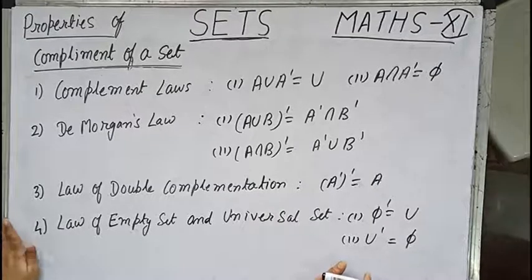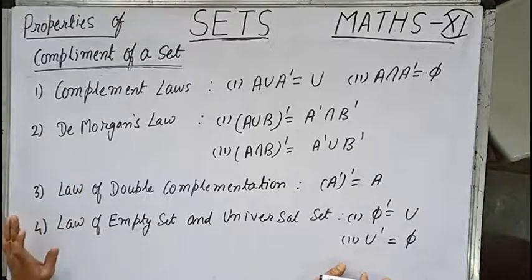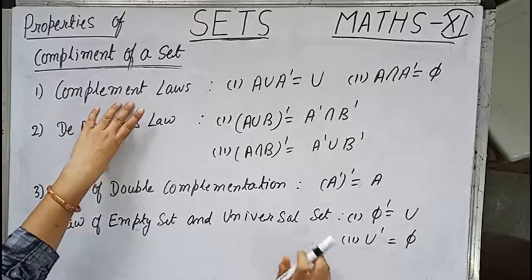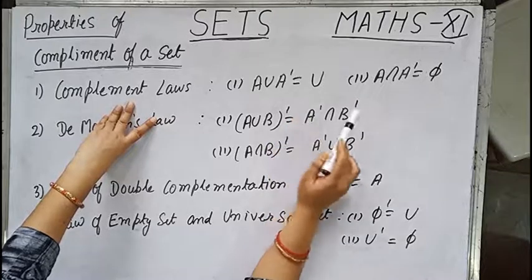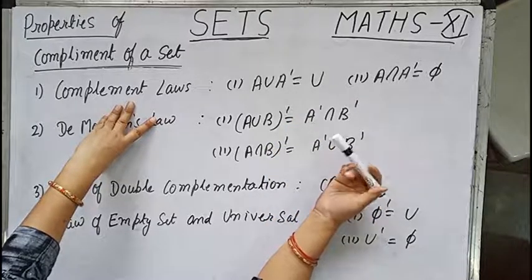So children, now let us come to the properties of complements of a set. Now 4 properties I have written over there. Property number 1 is complement laws. That is A union A complement equals the universal set and A intersection A complement equals the set phi, that is the empty set.